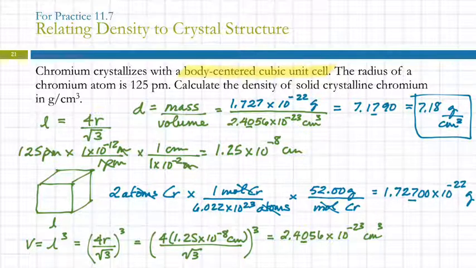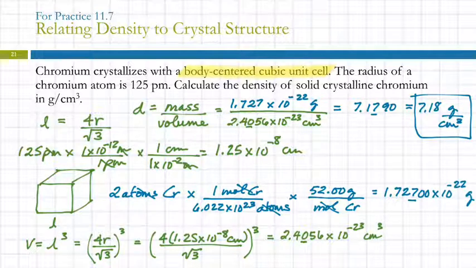Now, is that a reasonable density for a metal? What sorts of reference do we have? What's the density of water? 1 gram per cubic centimeter. Are metals more dense or less dense than water? They're more dense. This is not a crazy high number. If we had 7,000, then we'd have an issue.